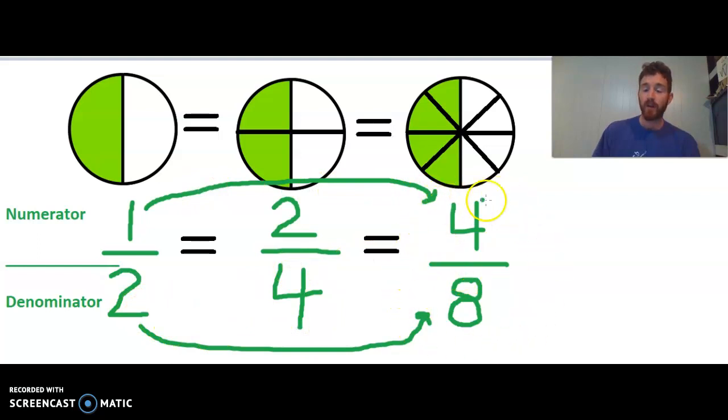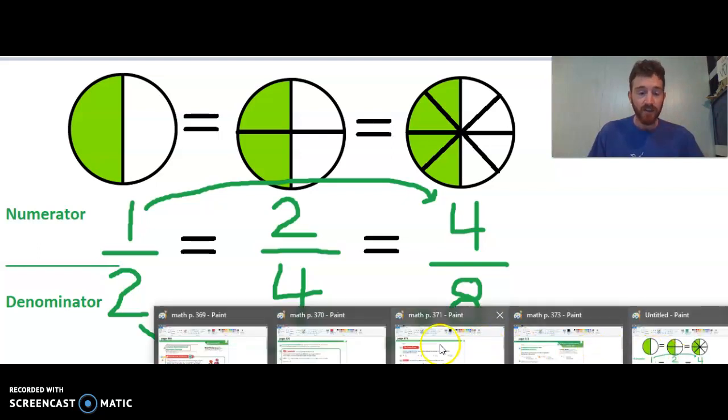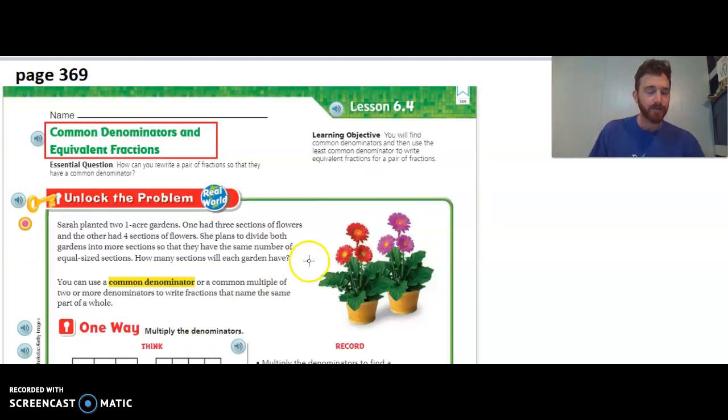So that's one way we're going to work on to get ourselves some equivalent fractions using these common denominators. And the goal is to take two fractions that don't have the same denominator and then make equivalent fractions for each that end up with the same denominator. And that's our big thing today. Okay, so let's go back to the textbook page.